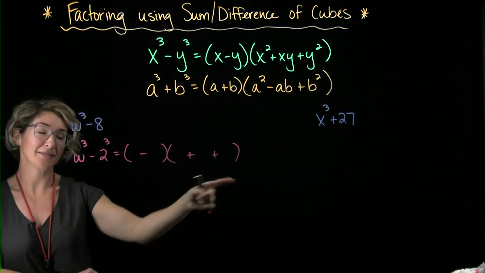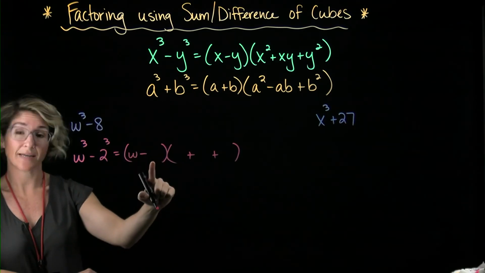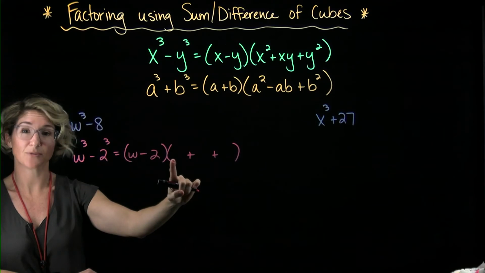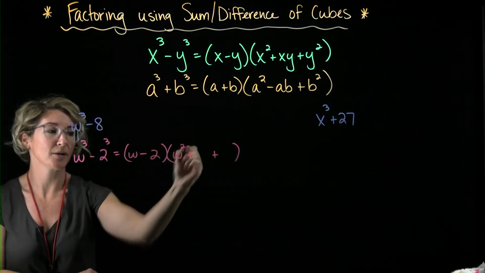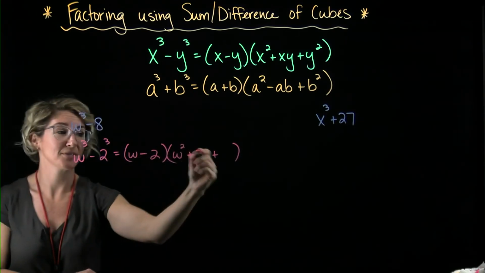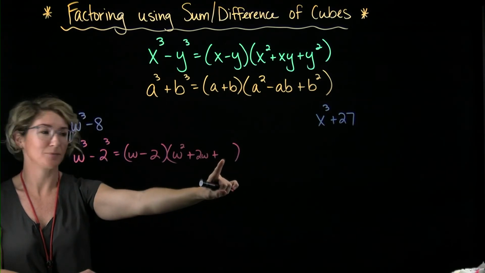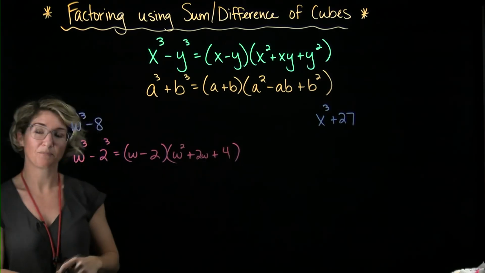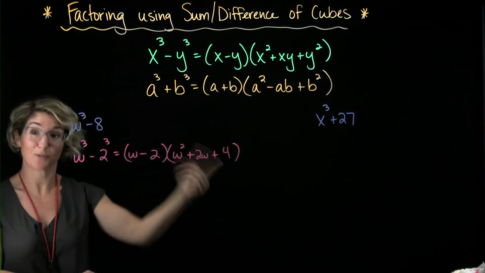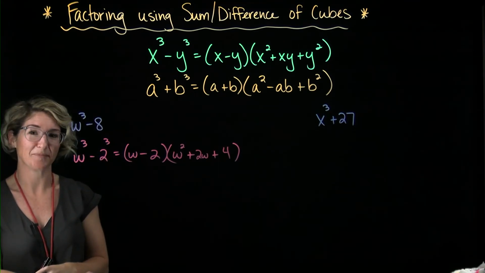I'm going to fill in my blanks now, my different pieces, with my first term, which in this case is the w, my second term, which is now the 2, my first term times itself, so w times w, I'm going to say w squared. My middle term is the two terms multiplied together, so w times 2, I'm going to say 2w. And then my last term multiplied by itself, so 2 times 2, or 4. This is the factored version of my original. You can always double check it by distributing through, combine your like terms. I promise you should end up getting w cubed minus 8.